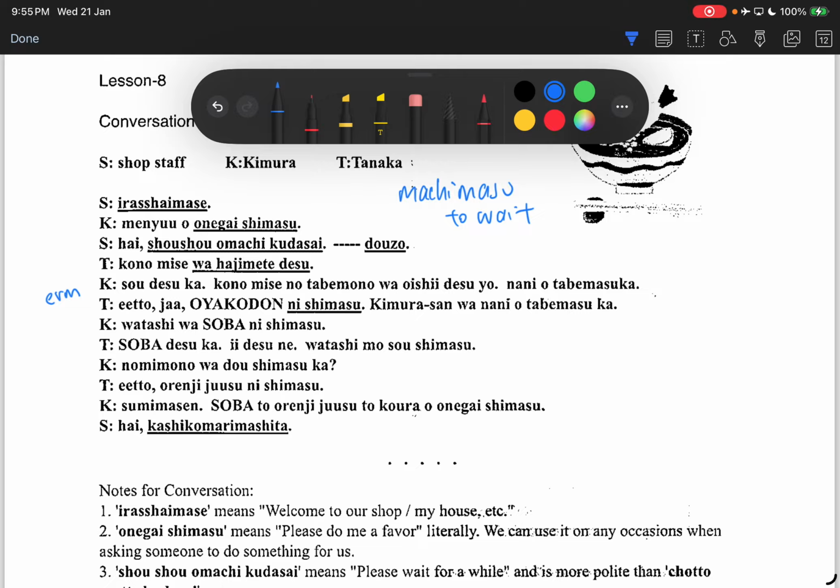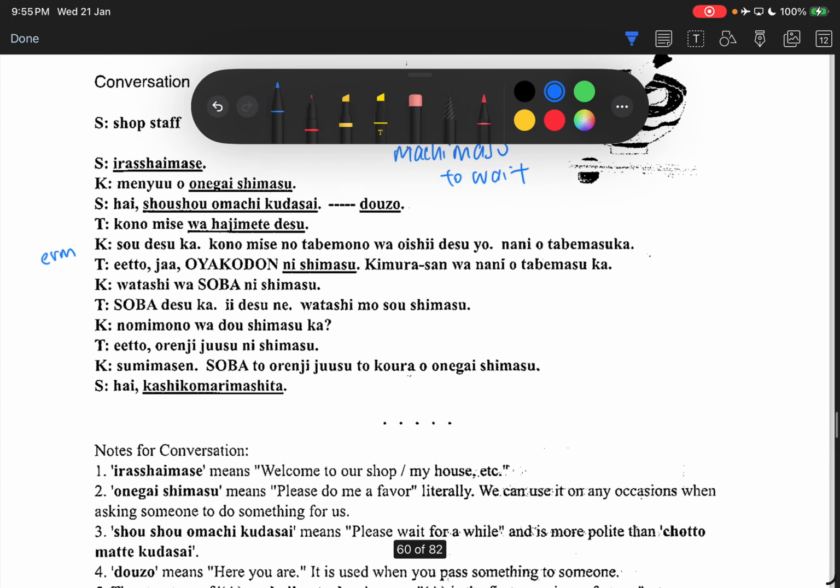On the way out, then we say Gochiso-sama desu. Because they will say thank you to you. They'll be like arigatou gozaimasu. That means thank you for coming. Then you can reply gochiso-sama desu. Alright? Oh, I had a good meal. Thank you for the meal. So that is conversation 8.